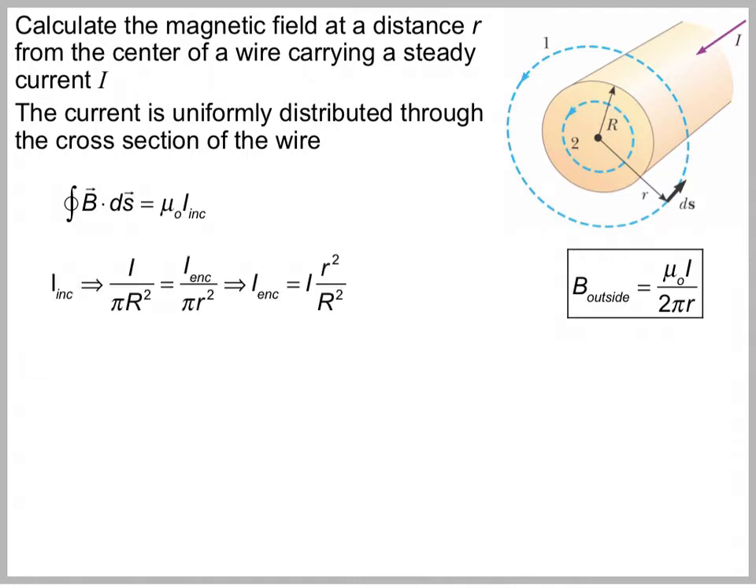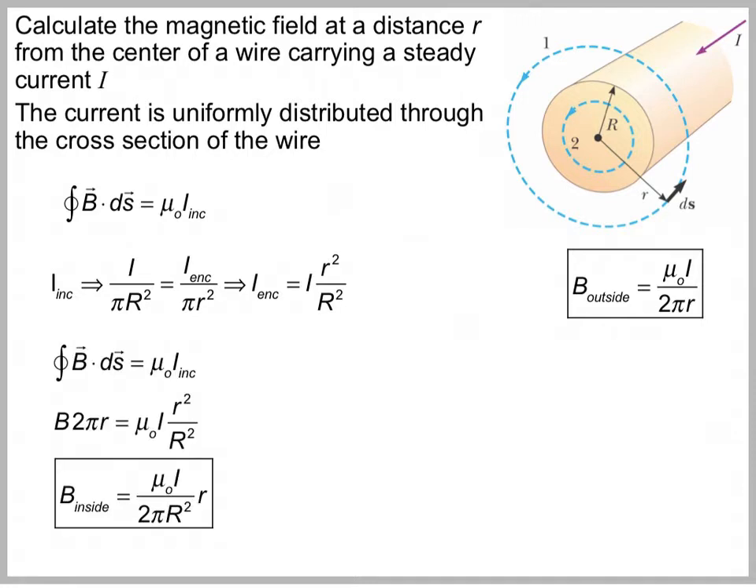The integral B dot ds is mu naught I enclosed. But I enclosed is, well, I know that the total current divided by pi R squared is the same as the enclosed current divided by pi times little r squared, since it's uniformly distributed. So I enclosed is I times r squared over big R squared. Now we just plug that into the integral that we had before, because it's the same integral. Integral B dot ds gives me B times 2 pi r equals mu naught I r squared over R squared, and we get inside the magnetic field mu naught I over 2 pi R squared times r.